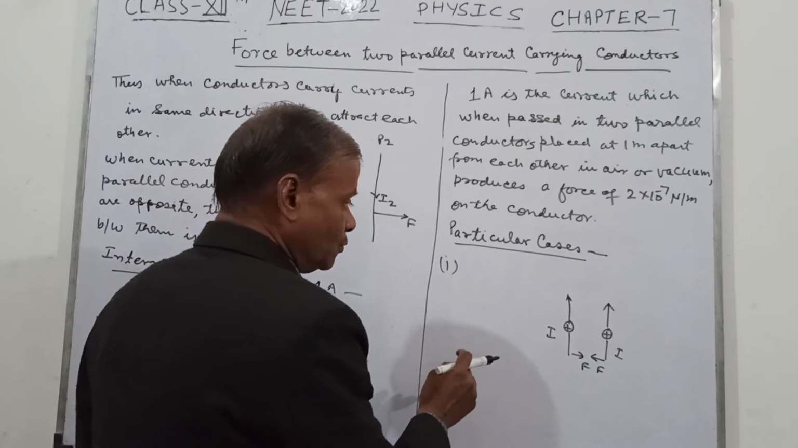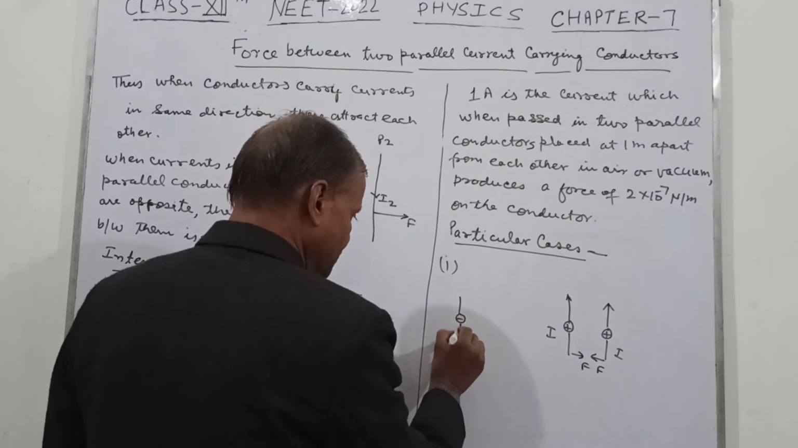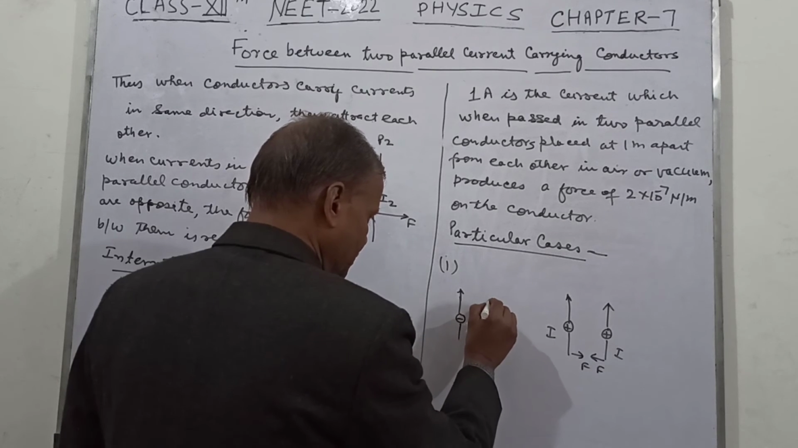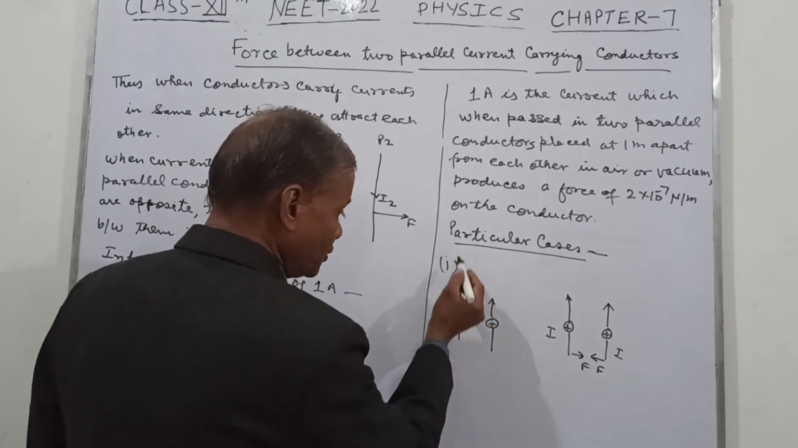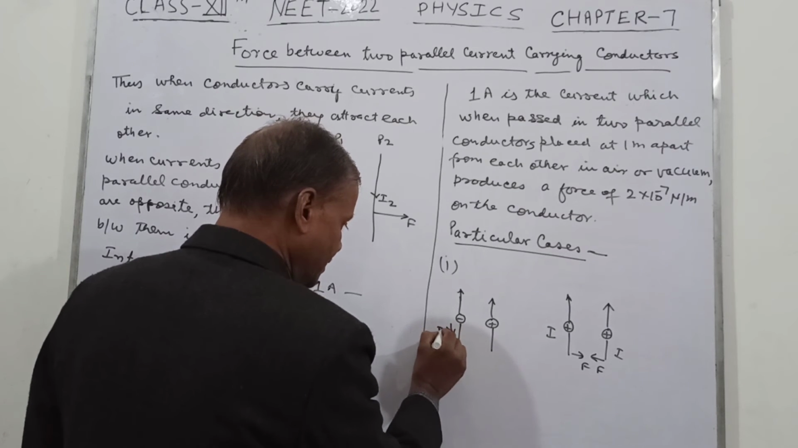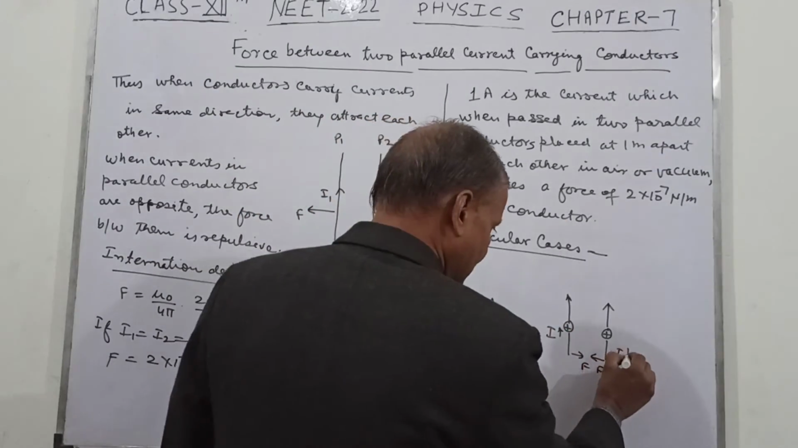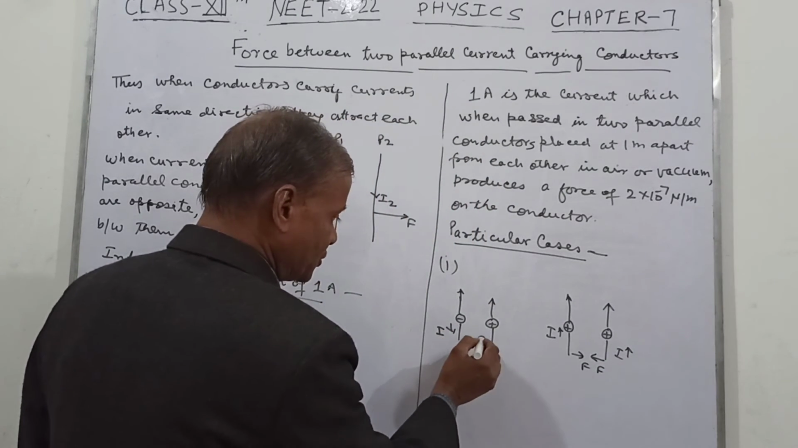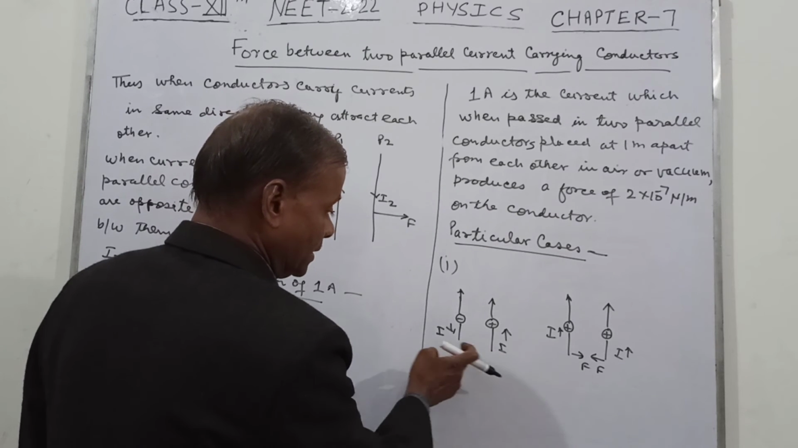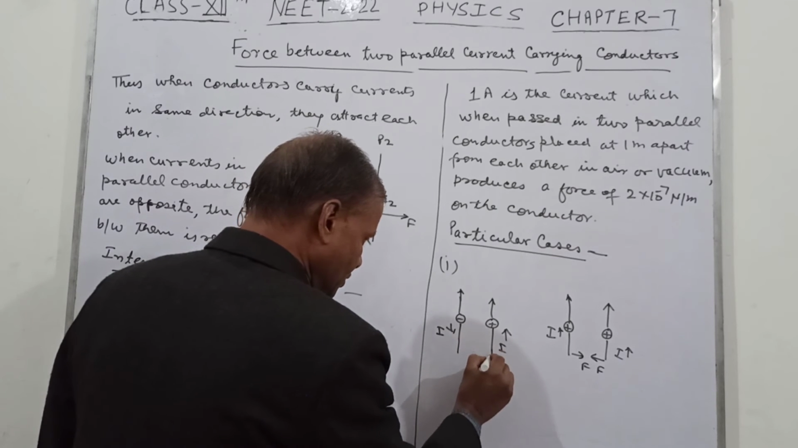Suppose we are having an electron moving in this direction, and a positive charge particle moving in this direction. Then since the electron is moving in this direction, the current will be just opposite to this one. So this will be the direction of current. Here the direction of current is like this one, and this is the direction of current here. The two currents are opposite, so they will repel to each other.